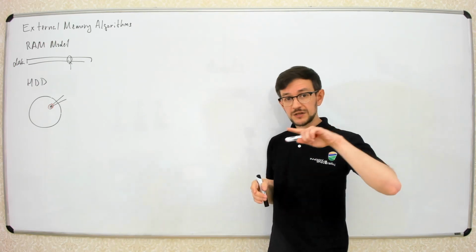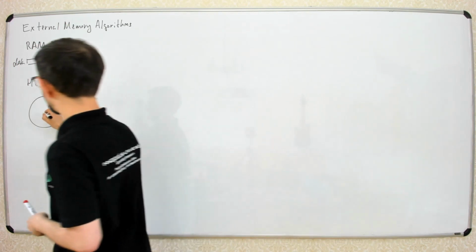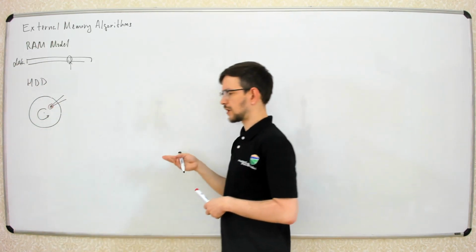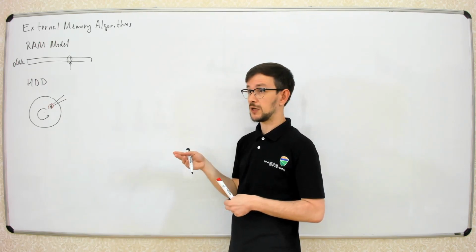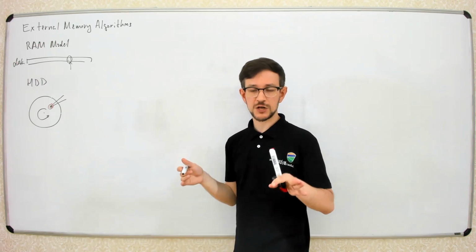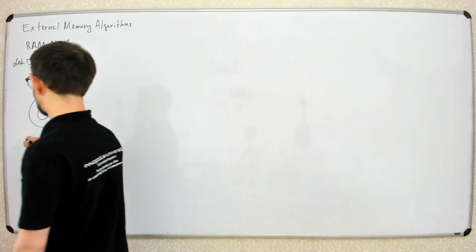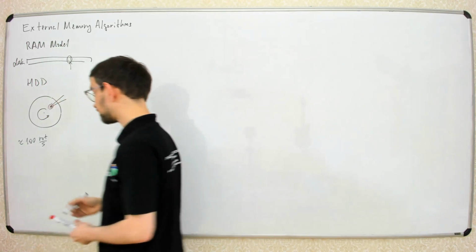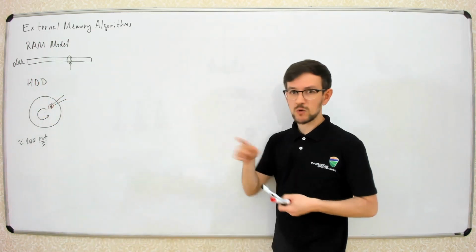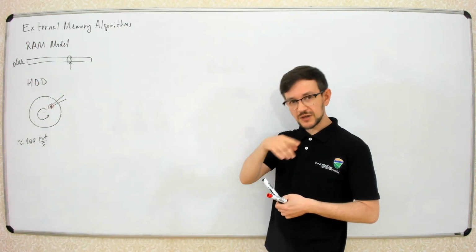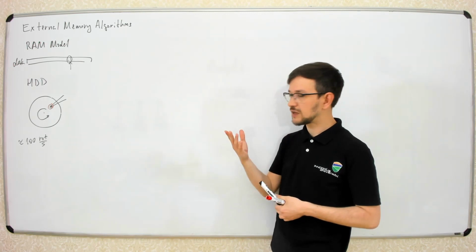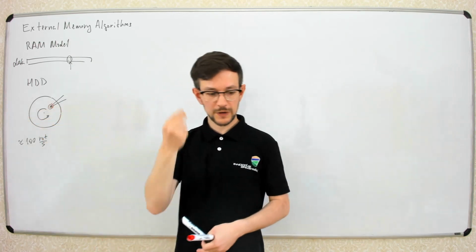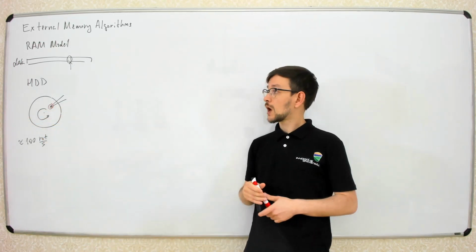This disk is spinning, and it's spinning very fast. What is the usual speed of a hard disk? Let's say about 100 rotations per second. So it's spinning quite fast, and this spinning gives you access to all the data. At some point, any data can be read by the head of your hard drive.